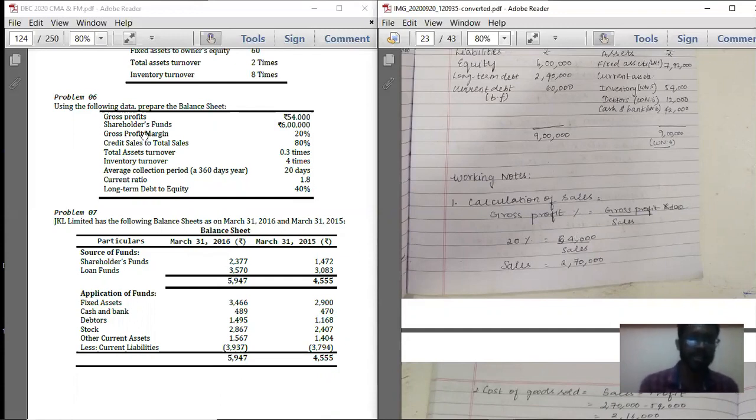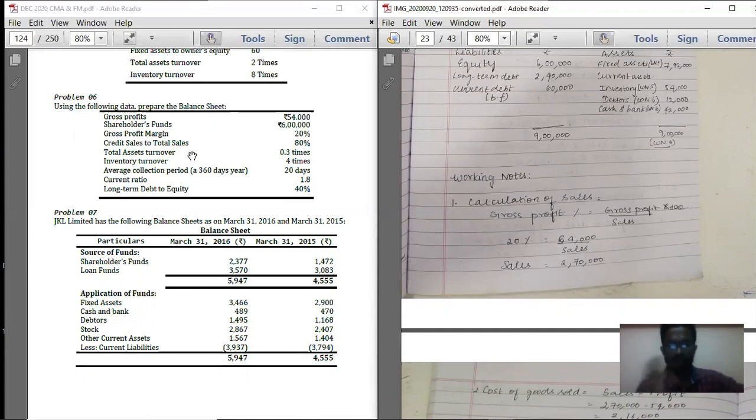Below that, credit sales to total sales. We have found 2,70,000 as total sales. Out of that 80% is credit sales, that is 2,16,000. And total assets turnover is 0.3 times. What is the formula? Sales divided by total assets. Sales is 2,70,000, so 2,70,000 divided by assets is equal to 0.3. Bringing the 0.3 to the right hand side denominator, 2,70,000 divided by 0.3 is 9 lakhs, which is the total assets.